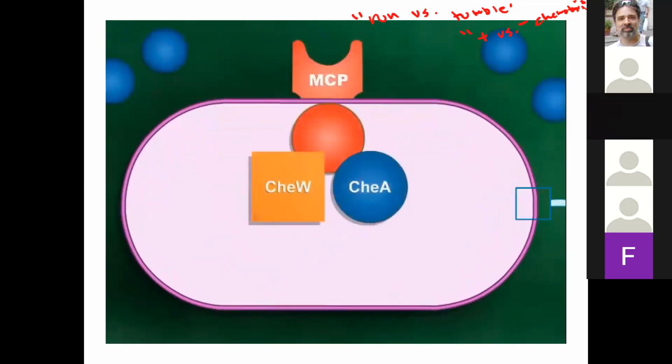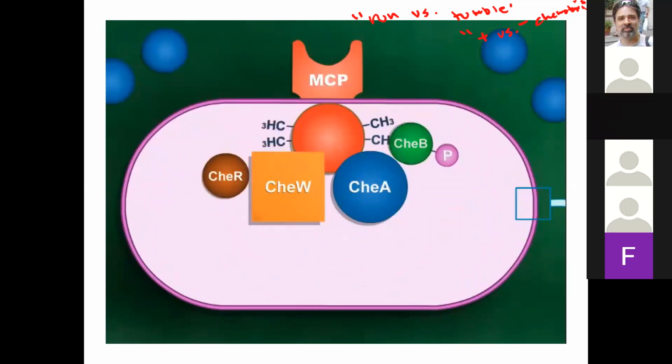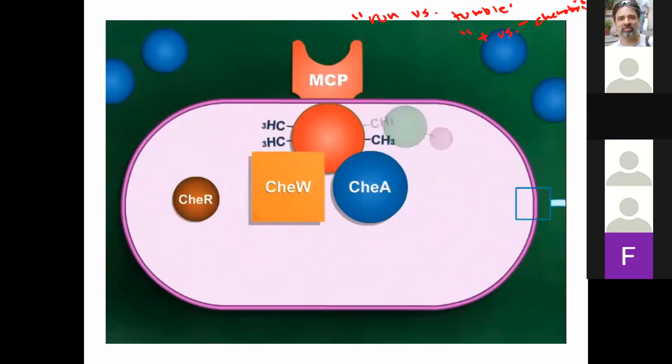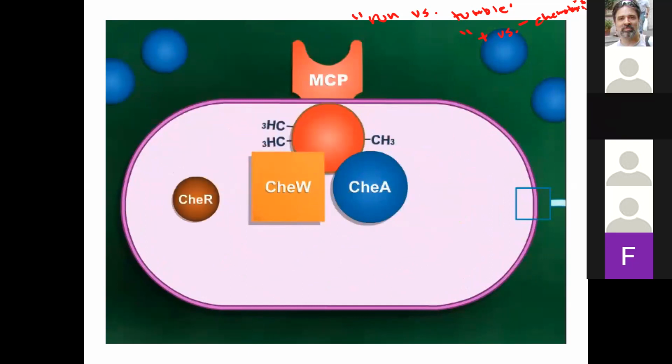Escherichia coli must be able to ignore past stimulus responses so that it can compare the most recent attractant concentration to the immediately previous one. This is accomplished by methylation of the methyl-accepting protein. KR continuously methylates MCP, whereas phosphorylated KB removes these methyl groups.